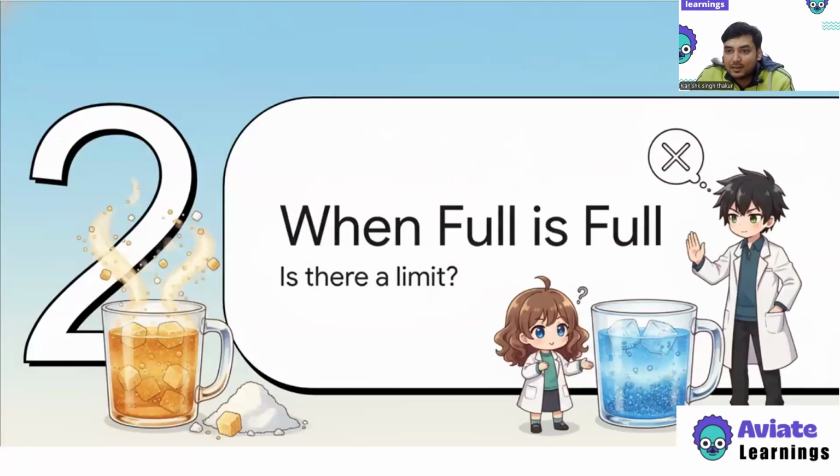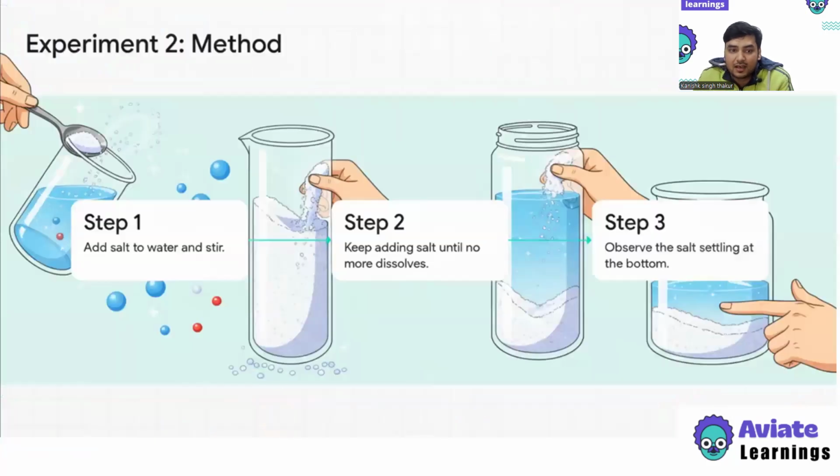The second experiment is to study whether there is any limit to how much sugar I can dissolve. In this experiment, I am taking a test tube or a beaker and adding salt. I'll keep adding salt until some salt is left over, even if I increase the temperature, and it starts to settle in the water.